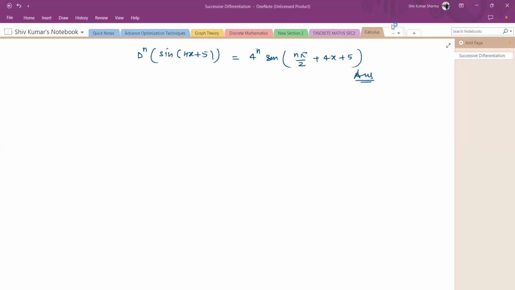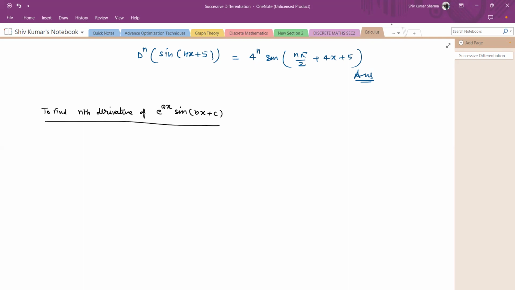In continuation of lecture series based on successive differentiation, today we will discuss the nth derivative of e raised to the power ax sine(bx + c) or e raised to the power ax cos(bx + c). So we write down, to find the nth derivative of e raised to the power ax sine(bx + c).